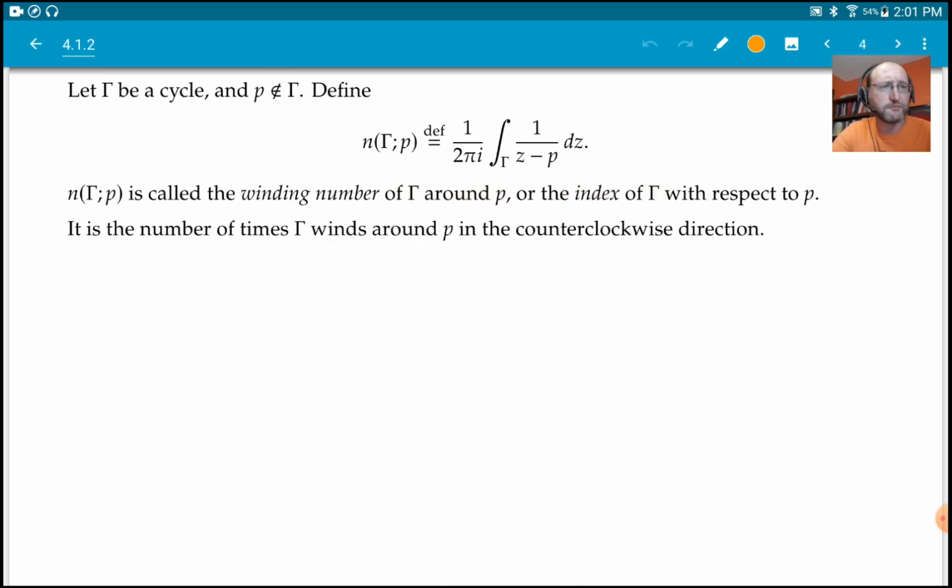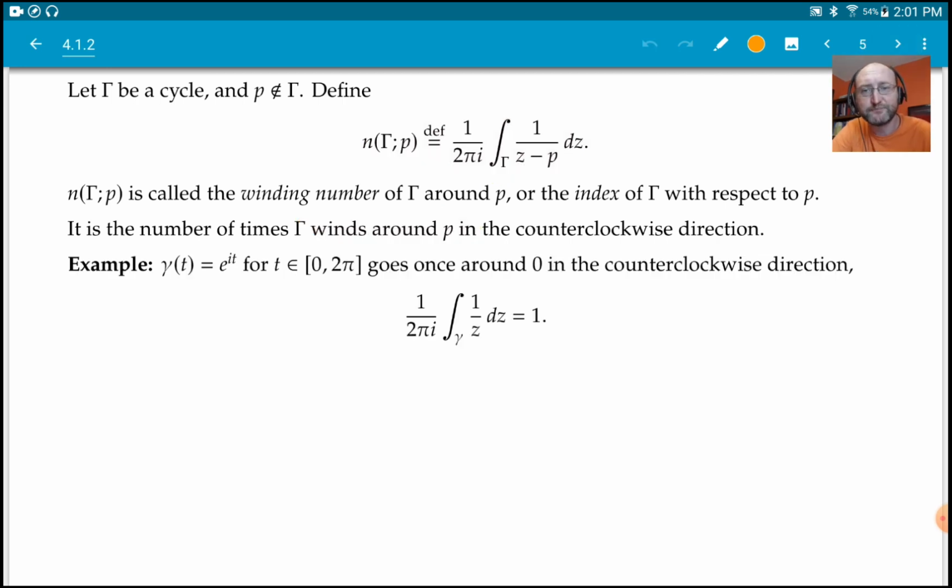And it will turn out, intuitively, what the winding number is, it's the number of times the gamma, as we're going around, remember gamma has an orientation, so it's going in some direction, and it's the number of times it goes around p, right? So the number of times it winds around p. That's the geometric interpretation of what this is, but the definition is just that integral. It's whatever that is. That's the definition of winding number.